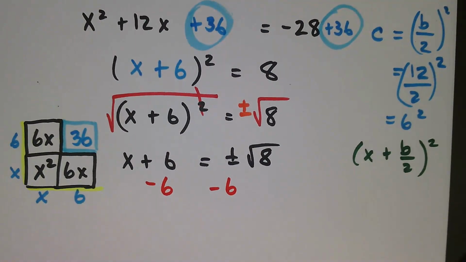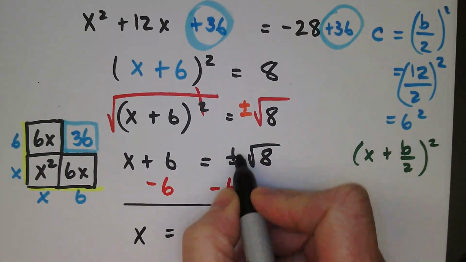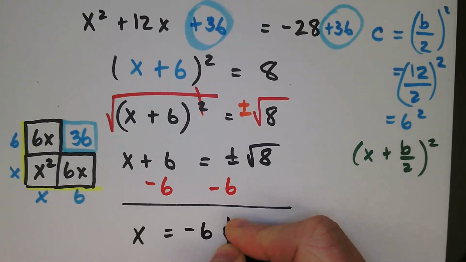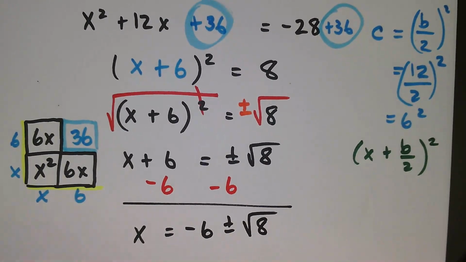And this looks a little bit weird the first few times you do it, right? Because this cancels, we get x equals. I'm just going to start this line with a minus 6, and then it's plus or minus the square root of 8. Now, technically speaking, this is correct. This is our answer. These values, which we could get decimal equivalents for, right?